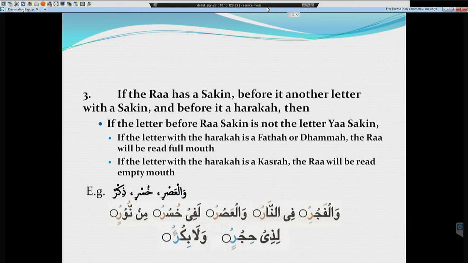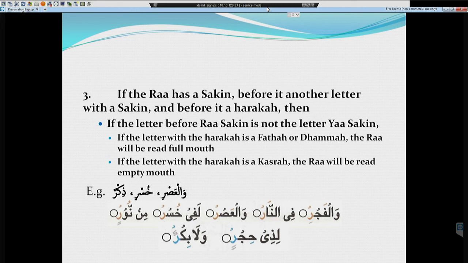Because first off, it has a sakin on it. You're not pronouncing the letter ra, you're stopping, so it's going to have a sakin on it. The letter before it, the sad, also has a sakin. The letter before that, what does that letter have? A fatha. Since it has a fatha, that ra will be read full mouth.